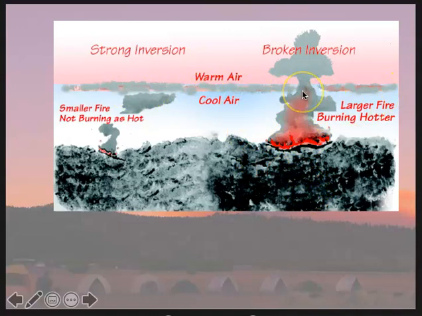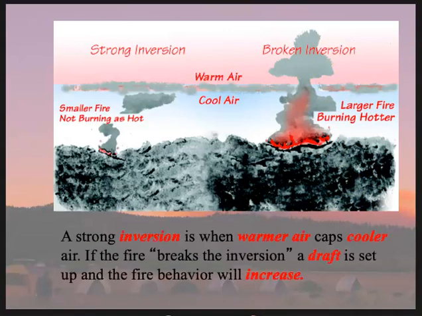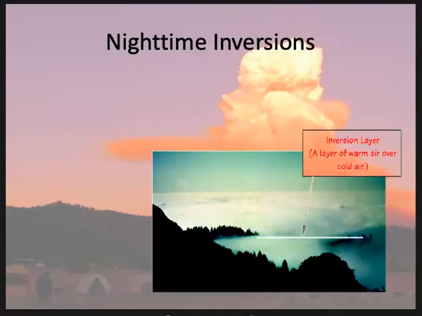But eventually, if we get a big enough fire, it's going to break through, and like opening up a chimney, it's going to break the inversion layer. And this is really an intense change in the fire underneath that breaking through of the inversion layer. So a strong inversion is when warmer air caps cooler air. If the fire breaks the inversion, we get this draft effect, and everything's going to increase.